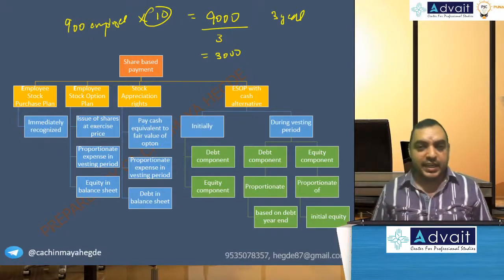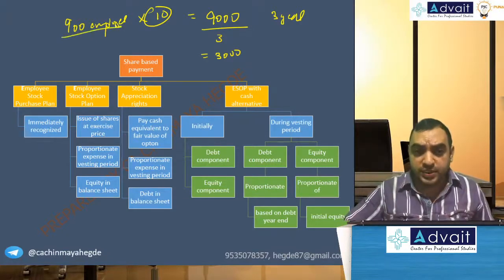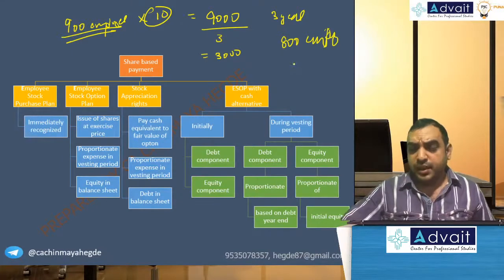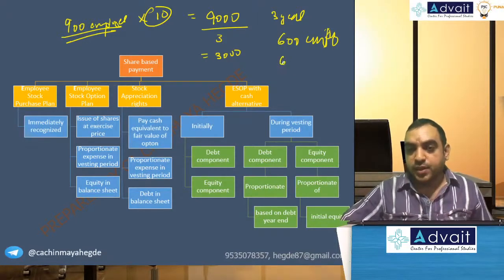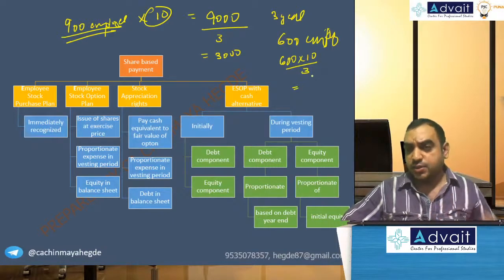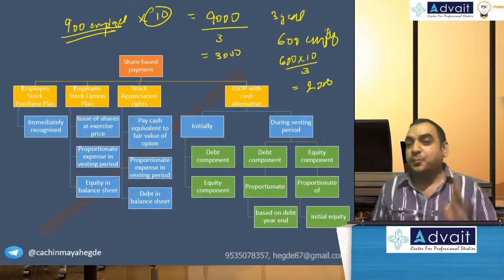Now when it comes to the second year, suppose 900 employees become 800 employees. Then what do we do? Same thing, 800 into 10. Let's say, not 800, for convenience's sake, let's say it becomes 600 for simplicity of calculation. So 600 into 10 divided by 3, that is 6,000 by 3, which means 2,000. Perfectly fine. But one problem is there.